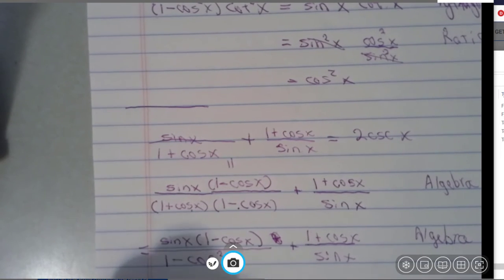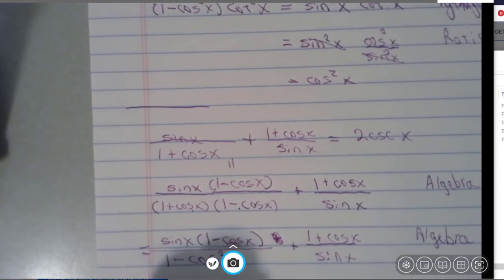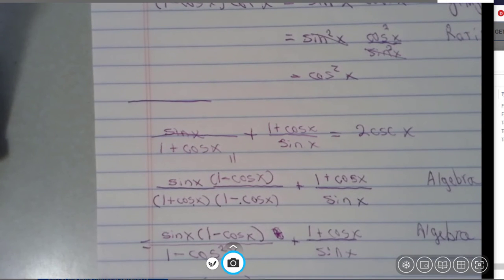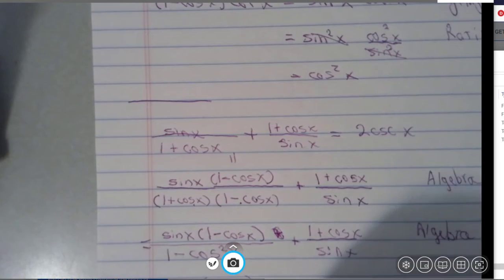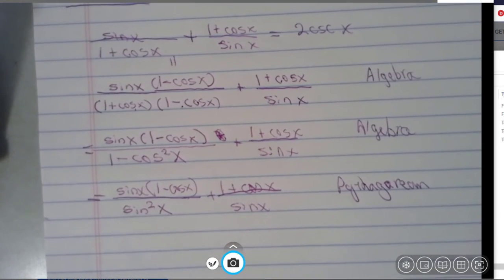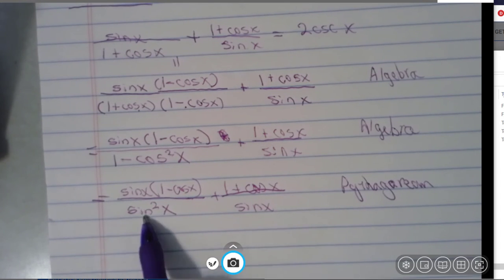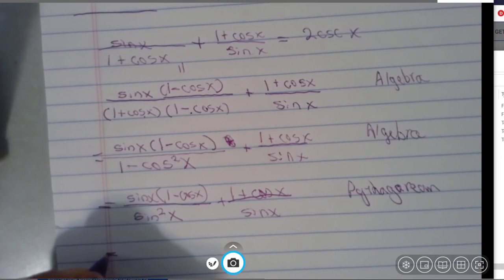And in the numerator, sine of x, 1 minus cosine of x, plus 1 plus cosine x over sine x. And what have I done? I have used the Pythagorean identity, the first one. Use the Pythagorean identity, and I've got a sine squared. Now here, I'm going to multiply up and down by sine squared so that I get a common denominator. So once again, just algebra.